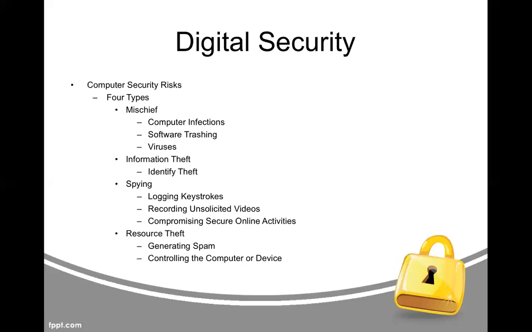Number three is spying. People can actually log keystrokes as well. You can record unsolicited videos. I know there are plenty of stories of sexual predators recording unsolicited videos of girls and things like that, and posting them. It's just crazy. And compromising secure online activities. Number four, resource theft, is when you're generating spam or controlling the computer or device. So those are four different types of computer security risks.